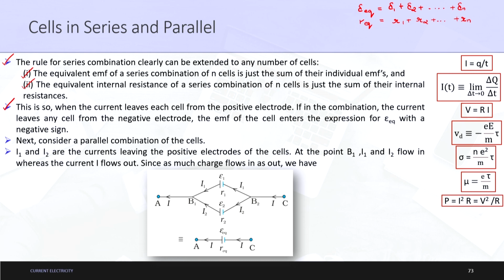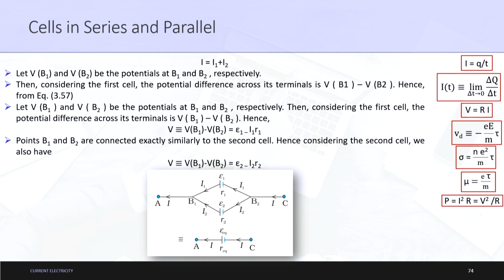Now, let us try to find out the formulation for cells in parallel. So, let us take a case scenario here. Consider a parallel combination of the cells in which I1 and I2 are the currents leaving the positive electrodes of the cells. So, here I1 has been leaving here, and similarly I1 after the complete movement in the closed circuit it will go again, I1 and I2 in this portion here also. At the point B1, I1 and I2 flow in, whereas the current I flows out. Since as much charge flows in and out, because of conservation we can find I1 plus I2 is equal to I.